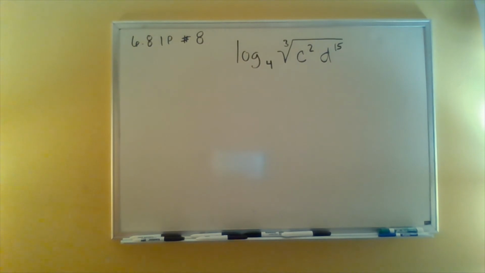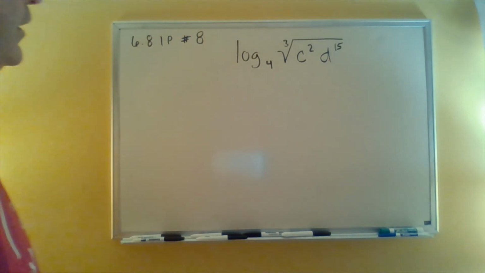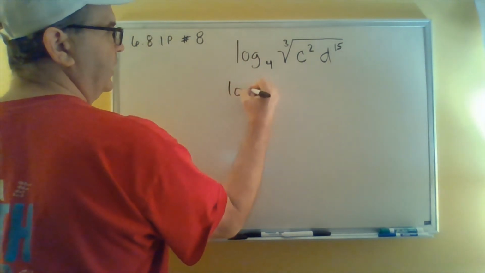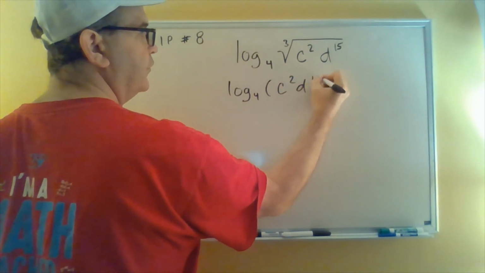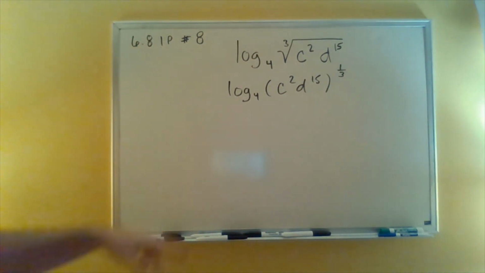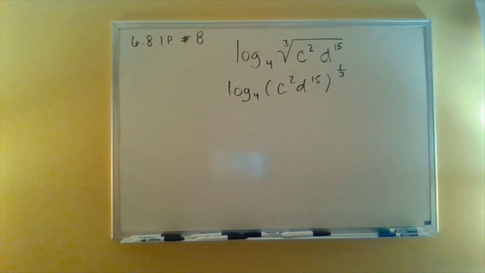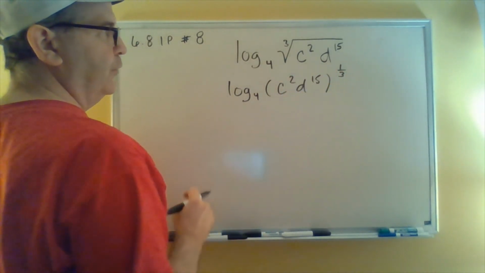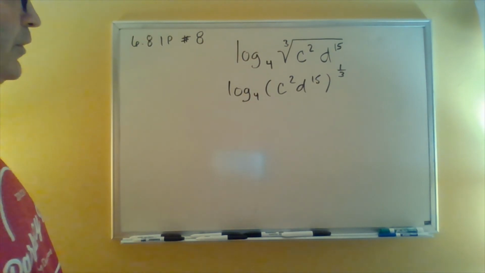Here is our final question for this exercise, number 8. And we are given the log base 4 of the cube root of c squared times d to the 15th. And we need to expand that out. So we need to first reflect back on early algebra days and remember that taking the cube root of something is the same as raising it to the power of 1/3. So just like the square root was raising it to the 1/2, taking the cube root is raising it to the 1/3. And now what I'm going to do is distribute that exponent through and simplify it a little bit. And after I've taken these couple of algebra steps, then I can use the properties of logarithms.